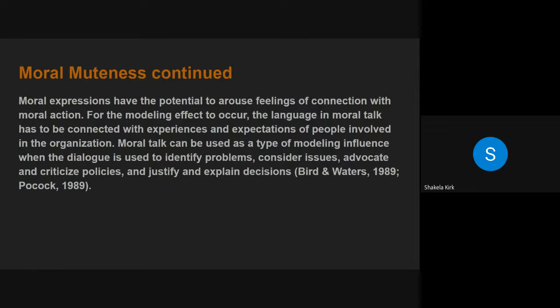Moral muteness continued. Moral expressions have the potential to arouse feelings of connection with moral action. For the modeling effect to occur, the language in moral talk has to be connected with experiences and expectations of people involved in the organization. Moral talk can be used as a type of modeling influence when the dialogue is used to identify problems, consider issues, advocate and criticize policies, and justify and explain decisions. Bird and Waters, 1989. Pocock, 1989.